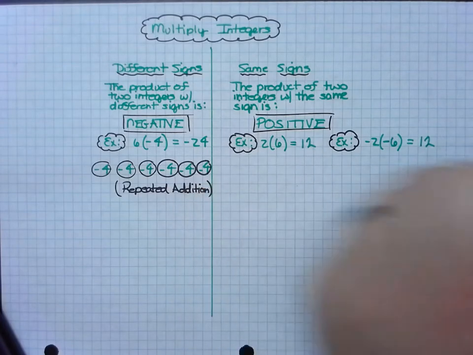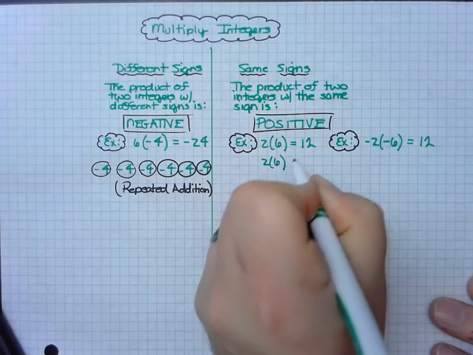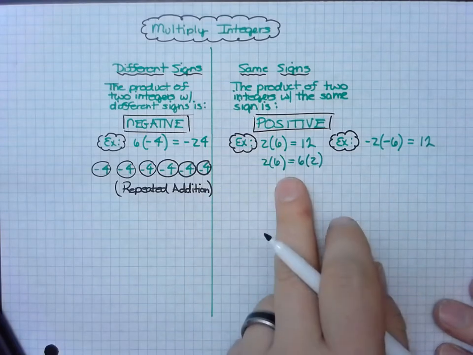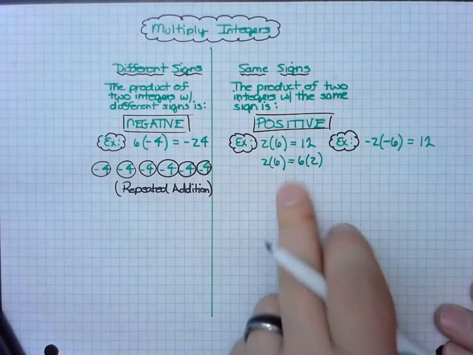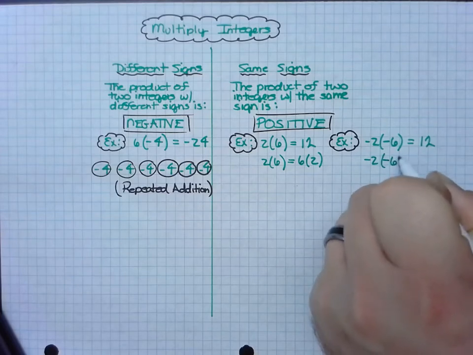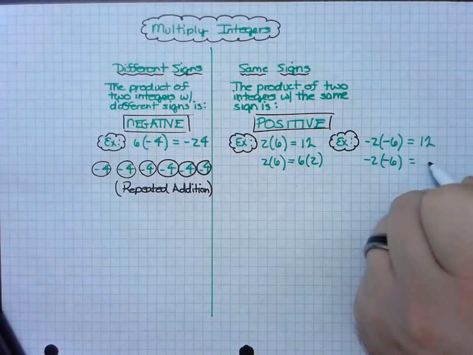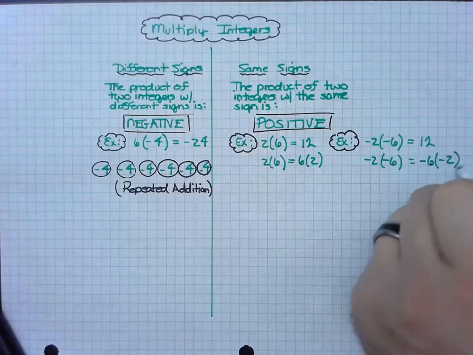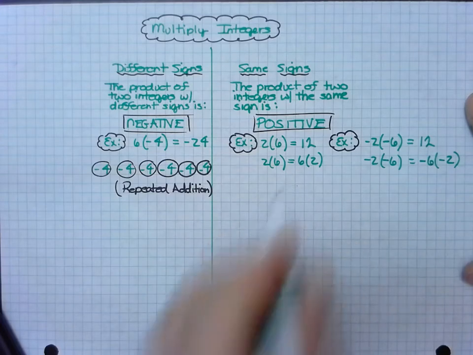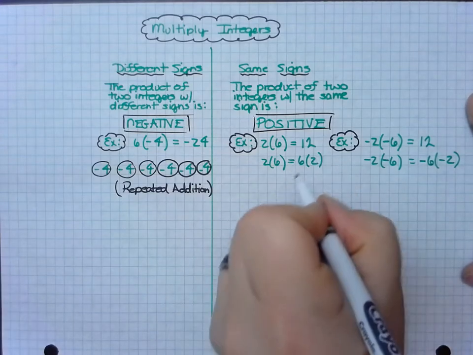One more thing I wanted to add here is that 2 times 6 can also be written as 6 times 2 based on our commutative property of multiplication. This is just a review, but I wanted to remind you that this is possible when you're approaching some other problems. So same with negative numbers. We have negative 2 times negative 6 is equal to negative 6 times negative 2. And this is the commutative property, by the way.